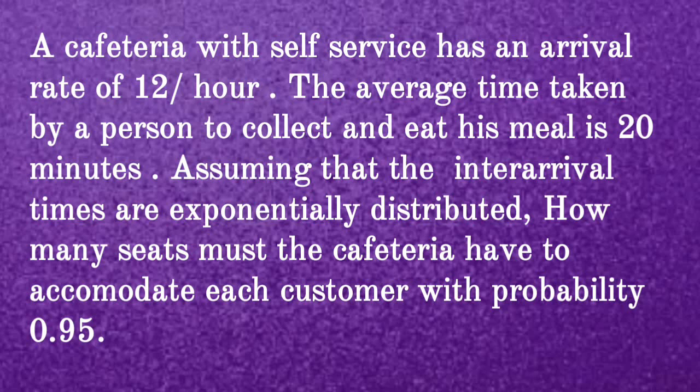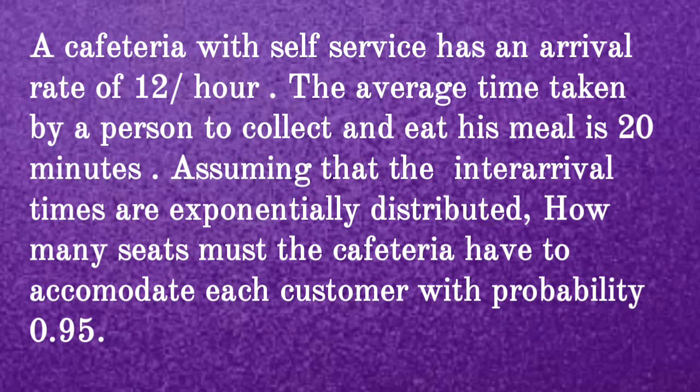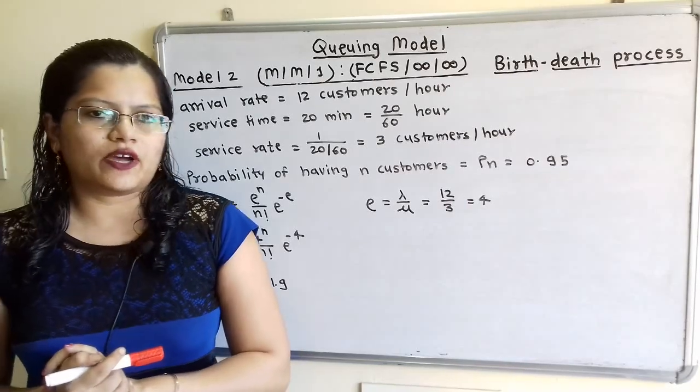Second question. A cafeteria with self-service has an arrival rate of 12 per hour. The average time taken by a person to collect and eat his meal is 20 minutes. Assuming that the inter-arrival times are exponentially distributed, how many seats must the cafeteria have to accommodate each customer with probability 0.95? Let us understand the given data.